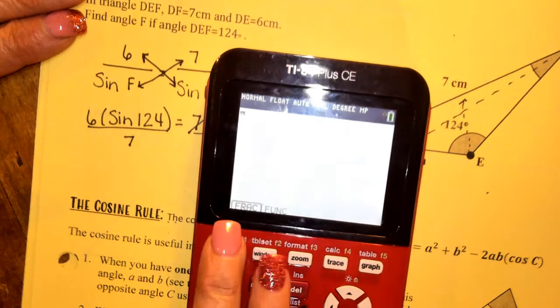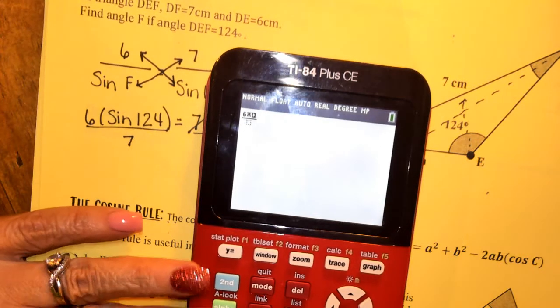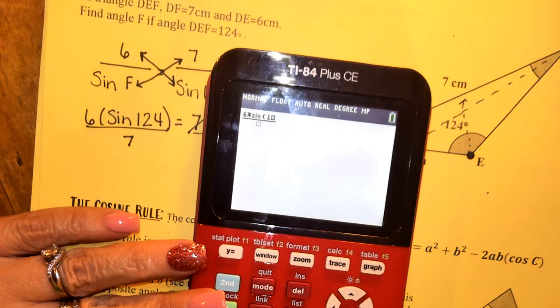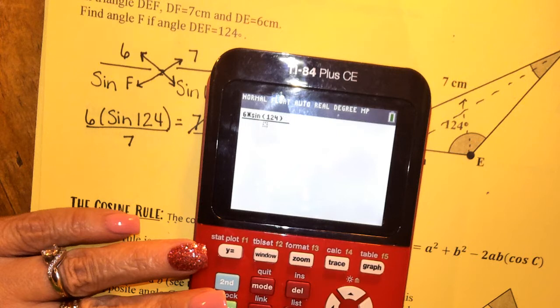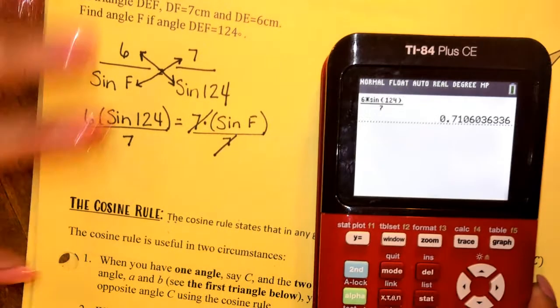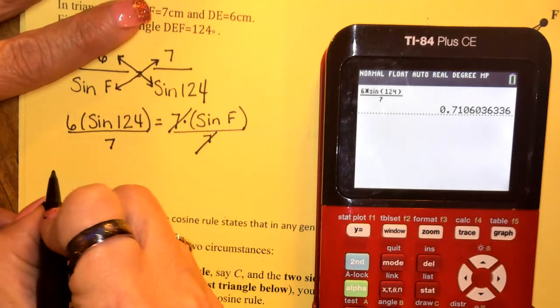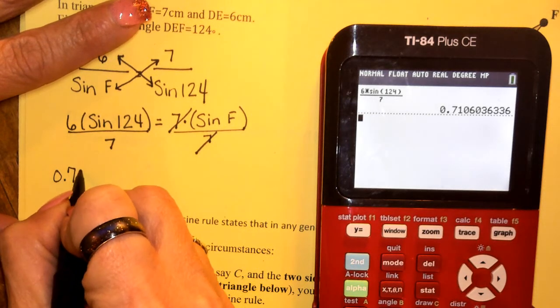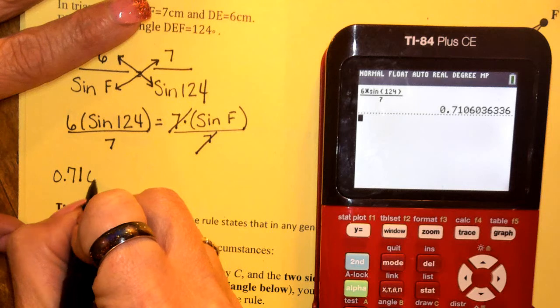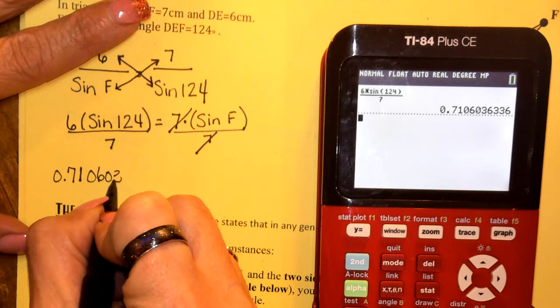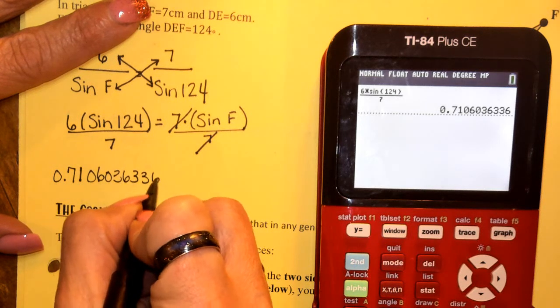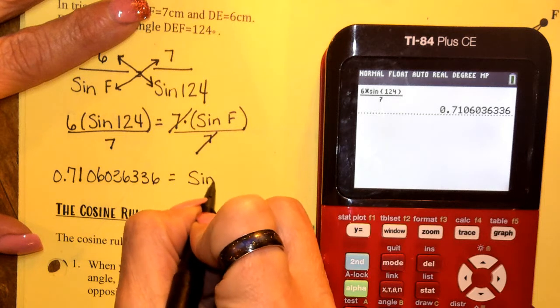Let's do alpha y equals, and let's do 6 times the sine of 124 over 7. All right, so I'm going to write that whole number down. I don't want to skimp out on that. I'm going to write that whole number. 0.71060363336 equals the sine of f.